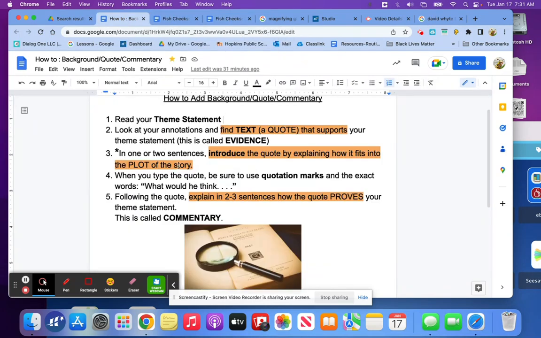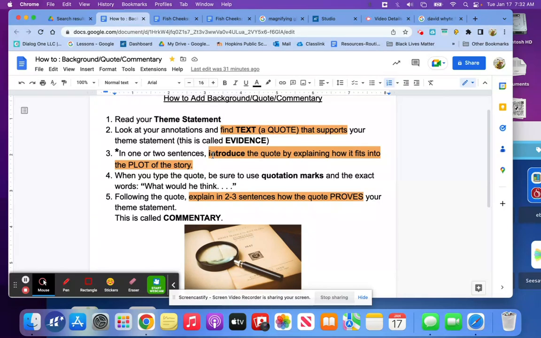But now my job is step three, and I have an asterisk because this is the part that's to me the most difficult part. I have to introduce the quote and explain how it fits into the plot of the story. So this is not explaining the deeper meaning of the quote. This is just explaining what's going on in the story.